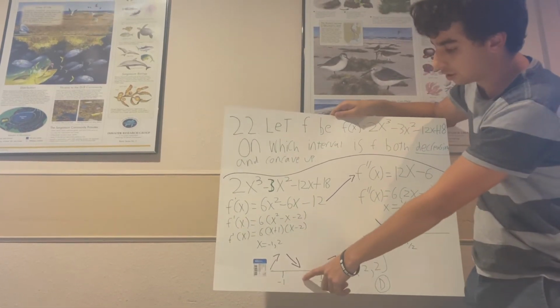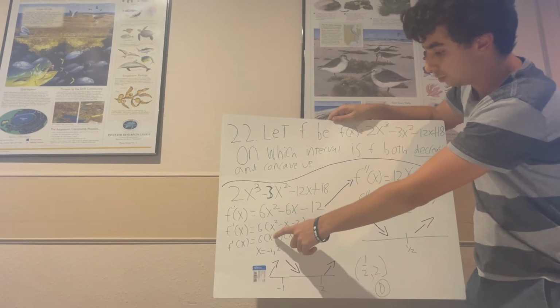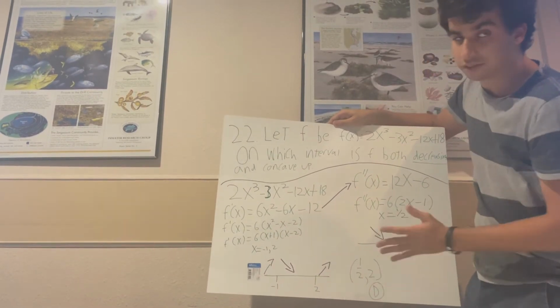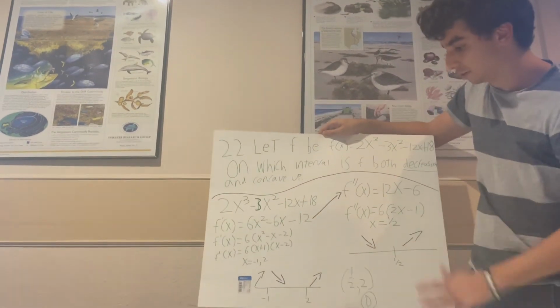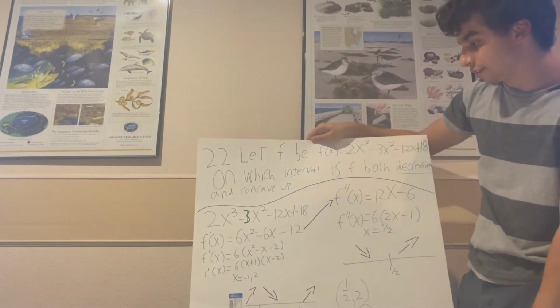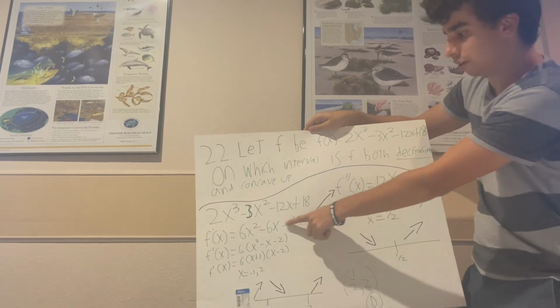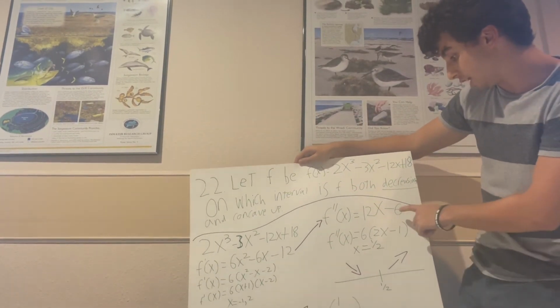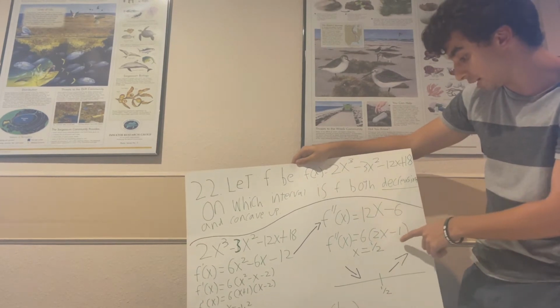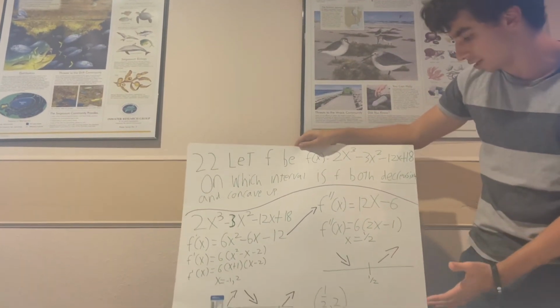We're going upwards. Then we plug in a 0. This will be positive. This will be negative. So negative times positive is negative. And then a 3, positive, and we know it's going to be positive. So now we're going to take the second derivative. So up here, again, we do the power rule, and we get 12x minus 6. Again, we take a 6 out to get 2x minus 1, and we can see that x equals 1/2.